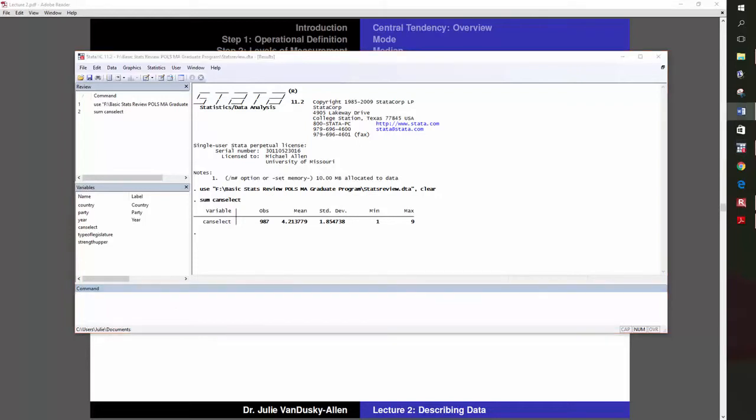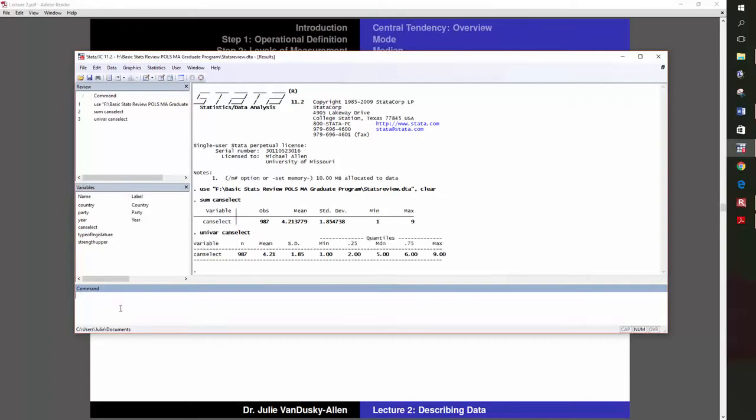To get the median, you simply type in univar and the variable name into the command box and press enter. So in Stata, I type in univar can select, press enter, and the median is 5.